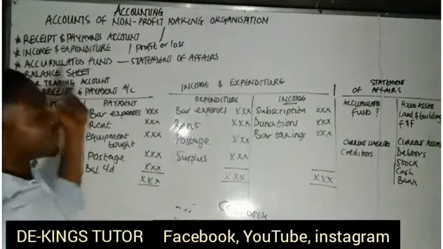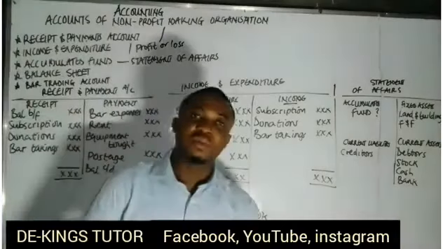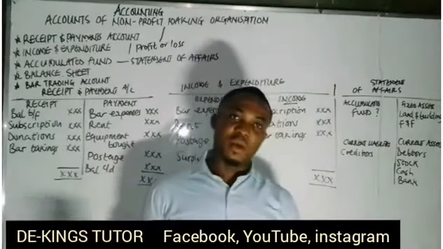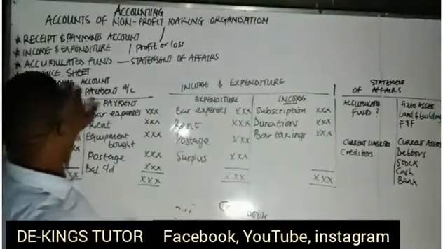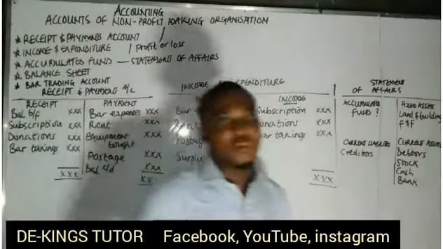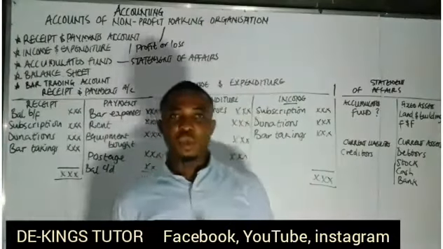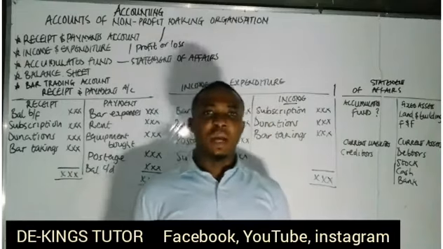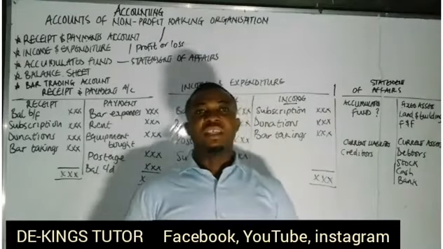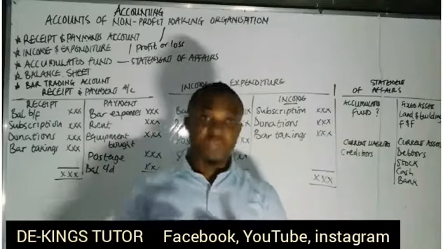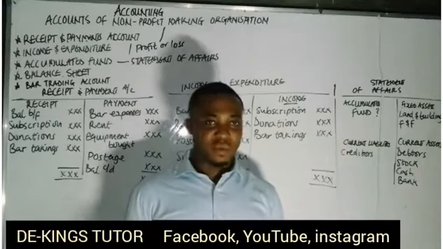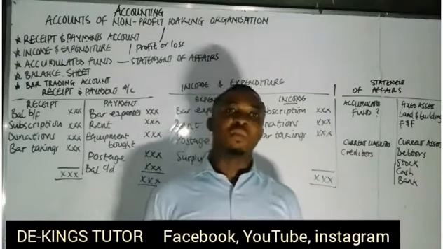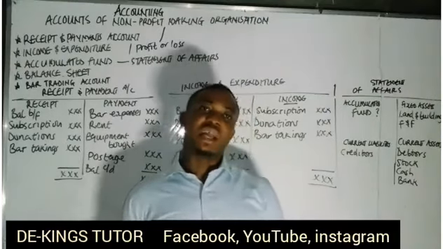Another one is the balance sheet. The balance sheet follows the same process and format you use for a profit venture. Another one is the bar trading account. Now, most of these non-profit making organizations are clubs, and most of the time, after contributing their money, they might trade with it so that they will have more profit. Once they trade, it means you have to prepare a bar trading account.